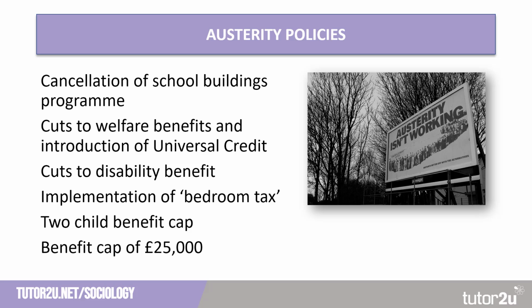Furthermore, a two-child benefit cap was introduced, meaning that larger families could only collect benefits for a maximum of 2 children, and a benefit cap of £25,000 was introduced that targeted these larger families with complex needs, meaning the maximum a family could claim was £25,000 in total, including all housing and unemployment benefits.